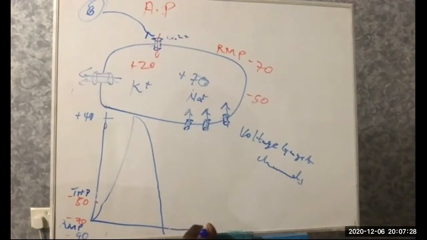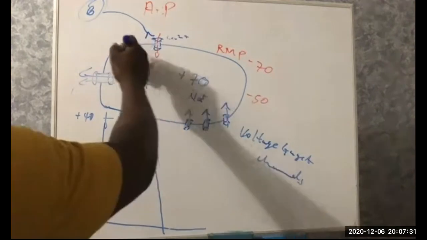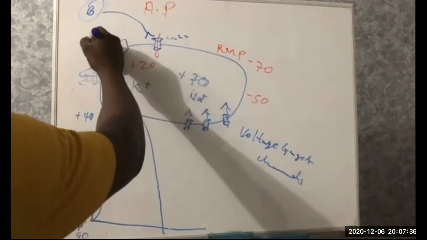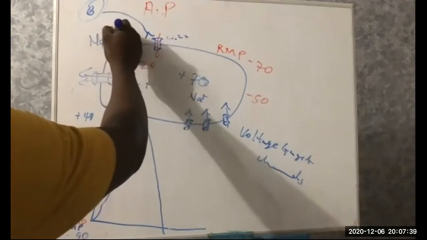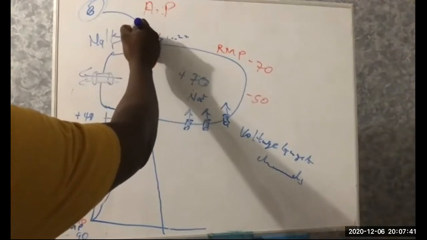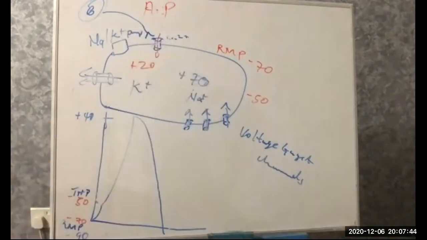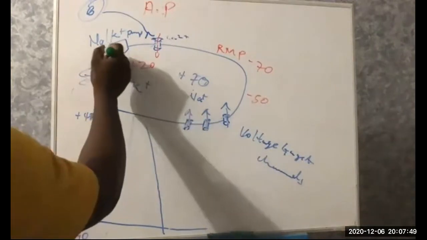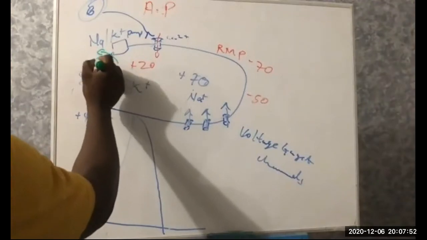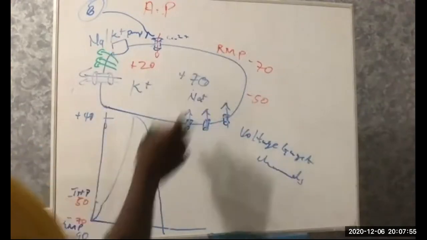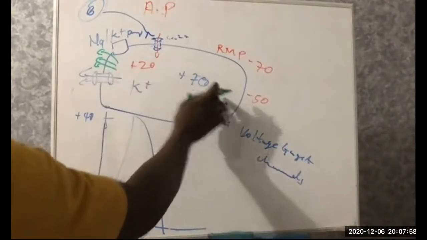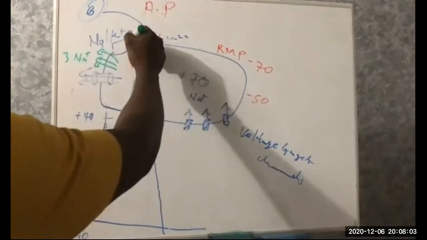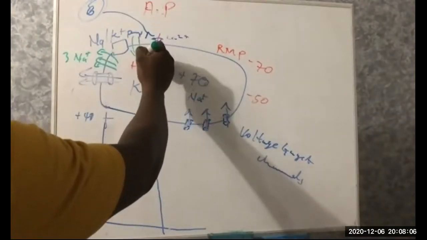Then once it gets to minus 90, there is an enzyme which we call the sodium potassium pump, or sodium potassium ATPase. Now this sodium potassium ATPase will be activated. And what does it do? It will pump 3 sodium out. Why? Because sodium was the one which rushed in a lot. So this sodium will be pumped out, 3 sodium out. Then what will it do? It will pump 2 potassium in.